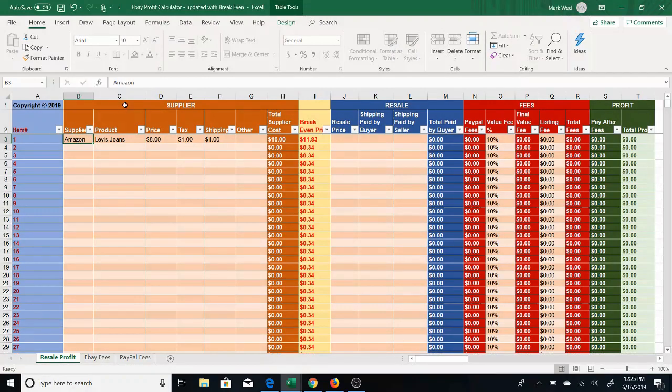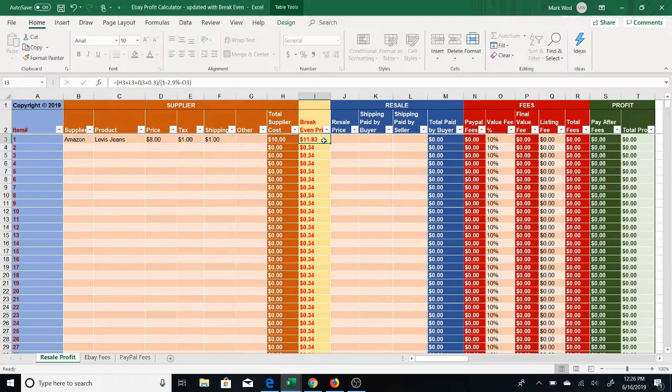The way this works is you start, again, with the supplier information, which is where you're getting your product from, the price you're paying the supplier, the tax and the shipping, and any other additional costs you might have incurred. From that, the total supplier cost is calculated. In this case, $10, 8, 1, and 1.